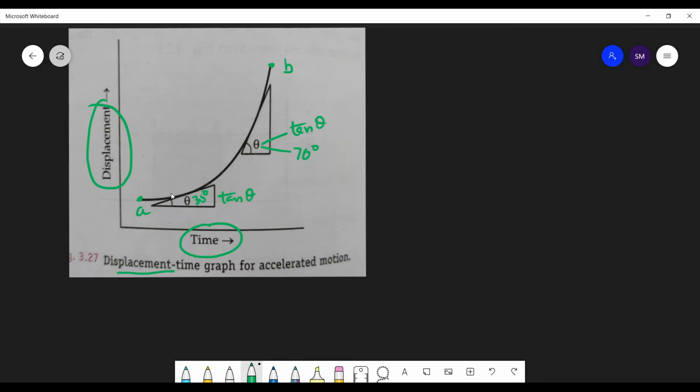Is the slope the same? The slope is increasing. Beta, is the slope the same from A to B? No, sir. Tan theta is increasing or not? Yes, sir. Then tan theta is increasing. Second line: it means slope is increasing, because tan theta is a slope.